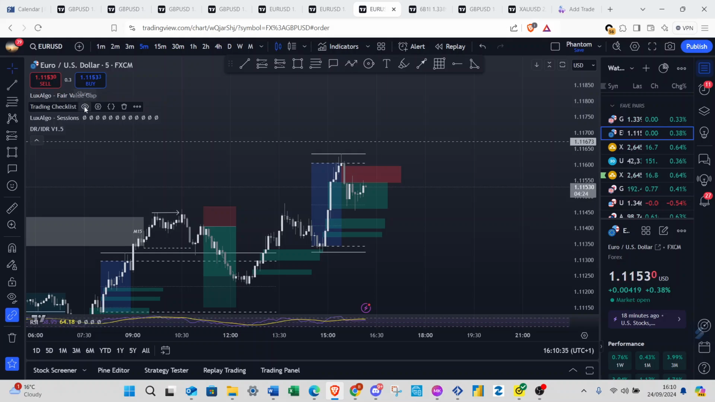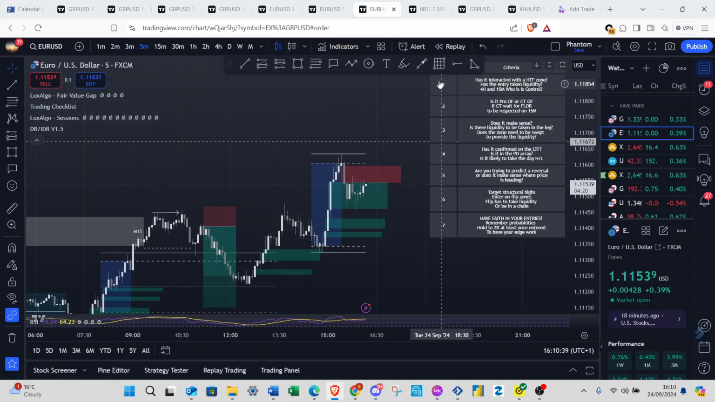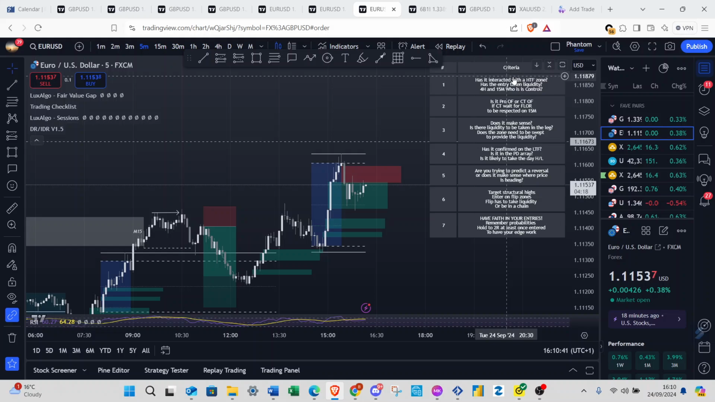This is my trading checklist. I'll run over this quickly, actually. This is what I look for when entering a trade. Has it interacted with a higher time frame zone? Has the entry taken liquidity, 4 hour and 15 minute? Who is in control? That negates me from taking reversals. Is it pro order flow or counter order flow?